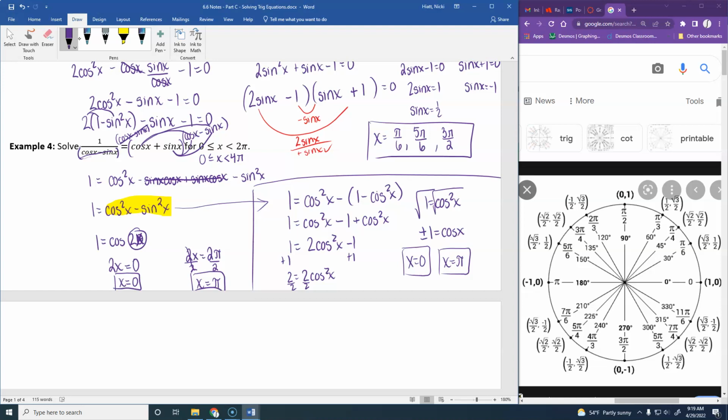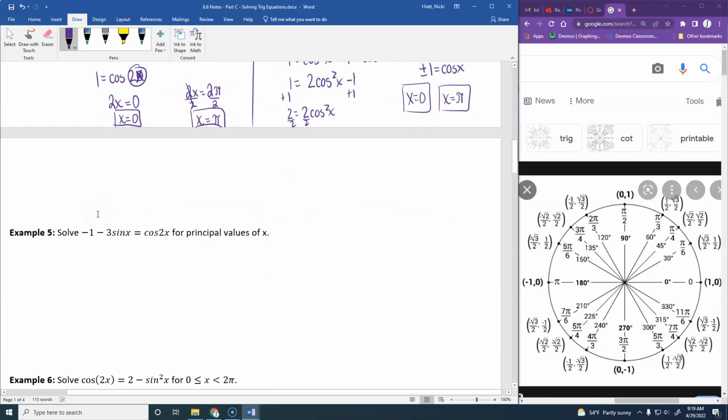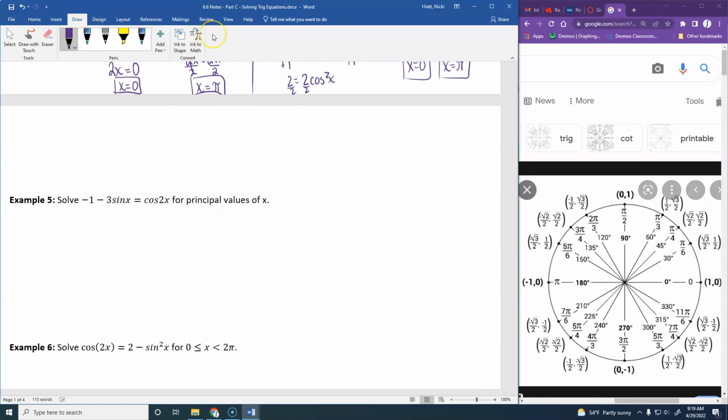All right, what questions do you have so far? Okay, now the last problem, you had a choice on whether or not you used the double angle identities. On example 5, there is no choice. You're going to have to use double angle identity.